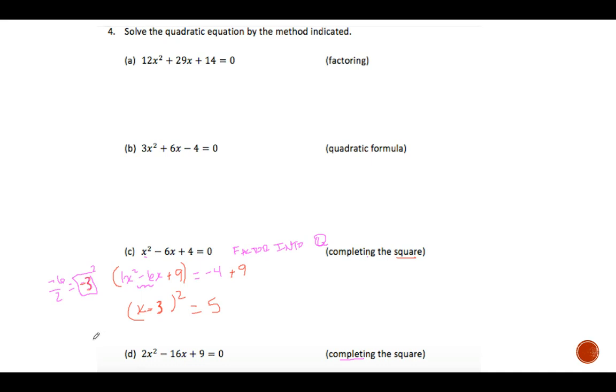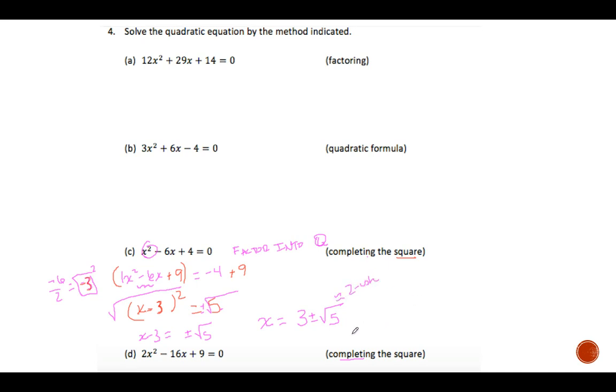Now I try to get x by itself. To get x by itself, I need to undo the square that I just introduced. And remembering that this is a quadratic and I get 2 answers, I need to plus and minus the square root of 5 there. And I get x minus 3 is equal to plus or minus the square root of 5. Get x by itself. Now remember, the square root of 5 is 2-ish.